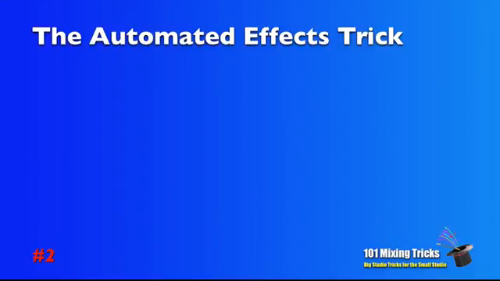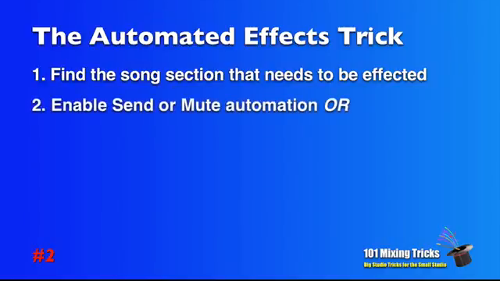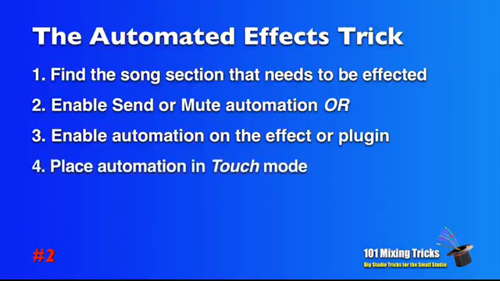So to summarize the automated effects trick, first of all, find the section of the song that needs to be affected. It could be as small as a word or even a phrase, or it can be a long portion like a chorus or a verse. The next thing is to enable the send or mute automation, and usually by enabling the fader automation, the send and mute automation automatically gets enabled as well. Or if you want to automate an effect or a plugin, you have to enable that individually, usually on most workstations. The next thing is to place the automation of the channel in touch mode.